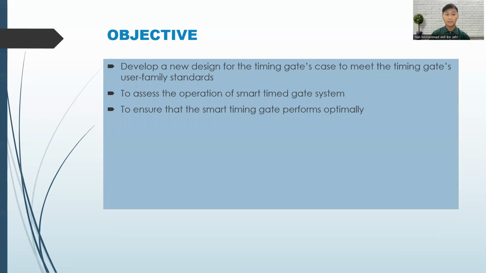And the objective of this project, the first one, is to develop a new design for the timing gates case to meet the timing gates user family standards. This is important to provide the user more portability. And the next one is to assess the operation of the smart timing gate system. This is because we use a microcontroller and of course the sensor, so we must make sure it functions properly, and to ensure that the smart timing gate performs optimally. It must perform optimally because we don't want to have any failure.